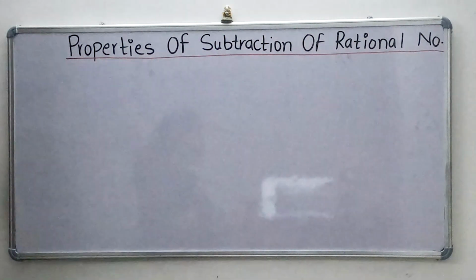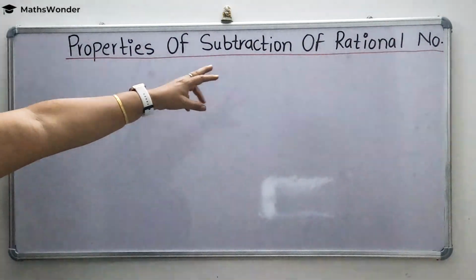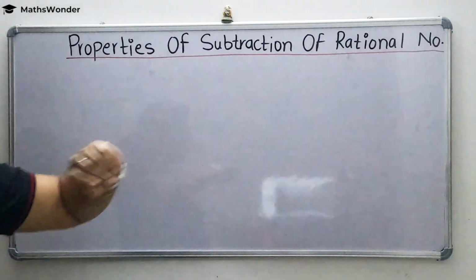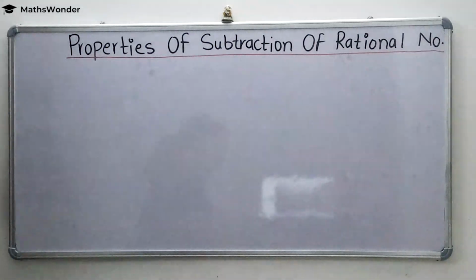So the next part of rational number is properties of subtraction of rational number. In this property, as you know, subtraction is the inverse of addition. While subtracting two rational numbers, the additive inverse of the rational number that is being subtracted is added to the other rational number. So you can do it like this, or you can do it in the normal way like we are doing.